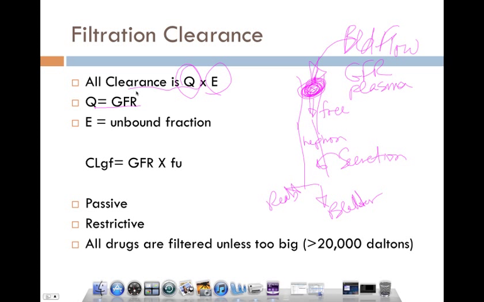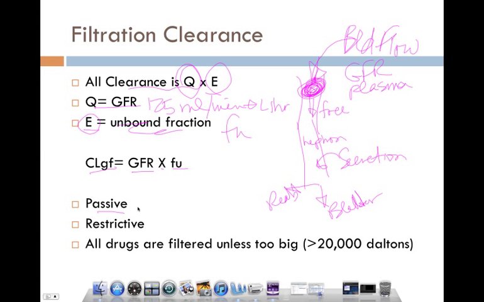The blood flow here is GFR, which is 125 mils per minute. You can change that to liters per hour if you need to, or whatever other units you would like. The extraction efficiency is the fraction unbound. So our glomerular filtration clearance is GFR times fraction unbound. Only free drug will make it through.